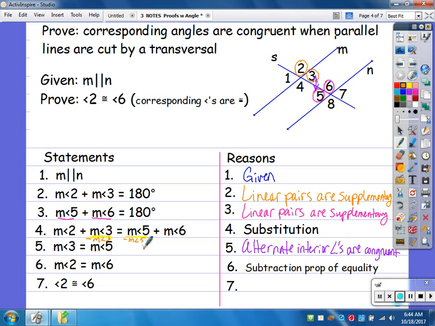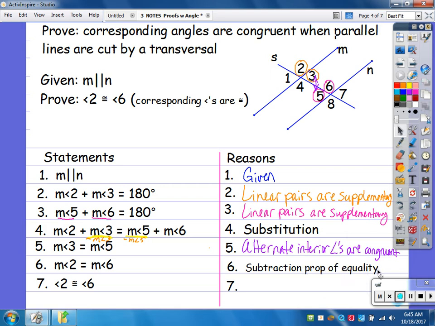Now again, some proofs might have you actually rewrite step 4 and say the measure of angle 2 plus the measure of angle 3 equals the measure of angle 3 plus the measure of angle 6 by substitution, and then subtract out the measure of angle 3. But if we already know they're equal, we can pull that off by just making sure that we say that they're equal and then subtracting it. Once those are subtracted from both sides, then I know that the measure of angle 2 equals the measure of angle 6. Those are the only two things left, which is what statement 6 says. So that's why it's subtraction property of equality, because we subtracted the same thing from both sides.